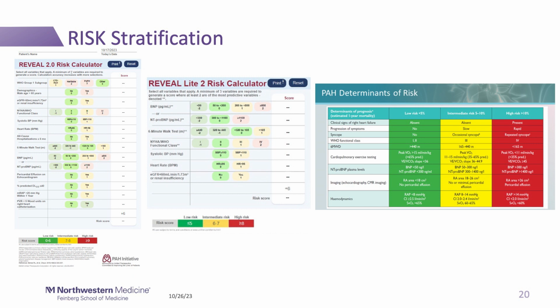So this highlights 3 different risk calculators that we use. I mentioned before, in the United States, there's a big registry called the REVEAL registry. One of the major publications that came out of this was the REVEAL risk score, which at its first iteration was using things like what type of pulmonary hypertension does this person have, or what subgroup of type 1 pulmonary hypertension does this patient have?